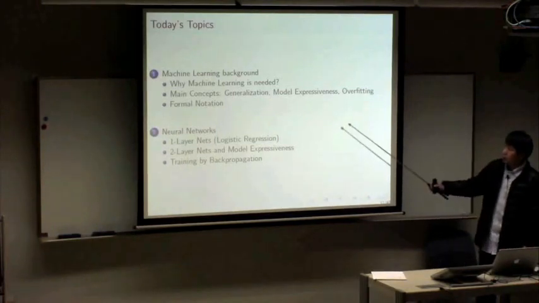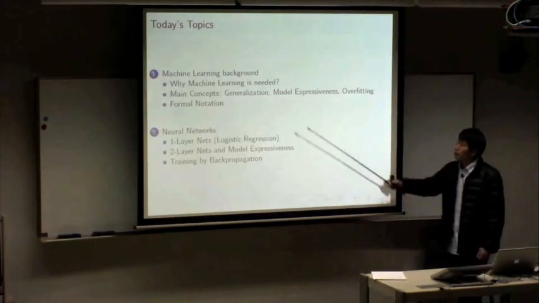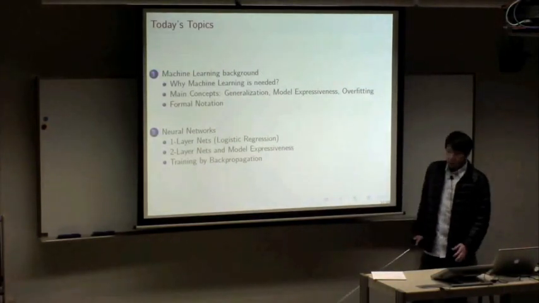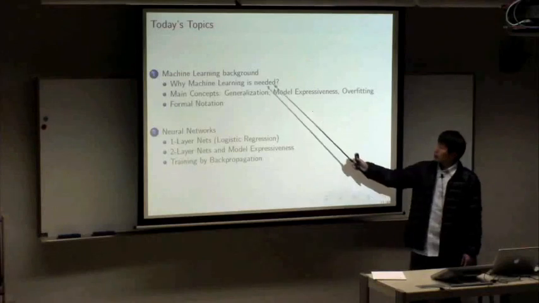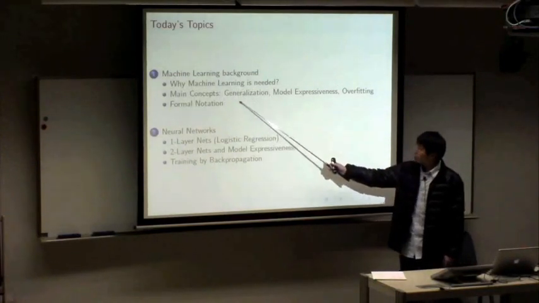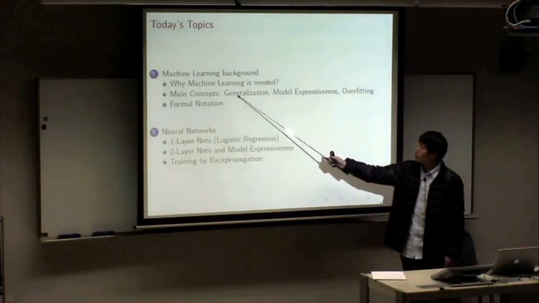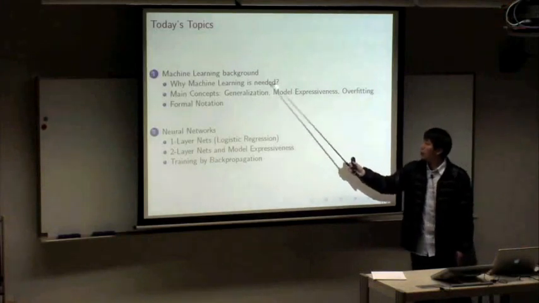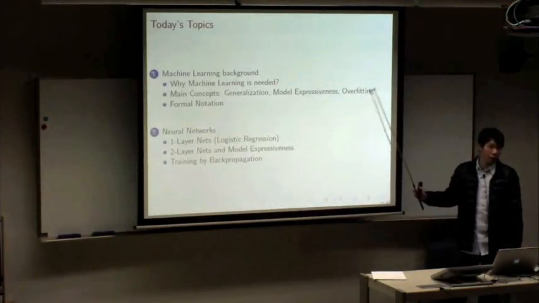So here's the topic for today. First, we'll have some basic background in machine learning. These are fairly simple things, but I just want to make sure that everyone is on the same page. In particular, I want to focus on the main concepts of generalization, model expressiveness, and overfitting. These are ideas that will keep on coming back when we talk about neural networks.